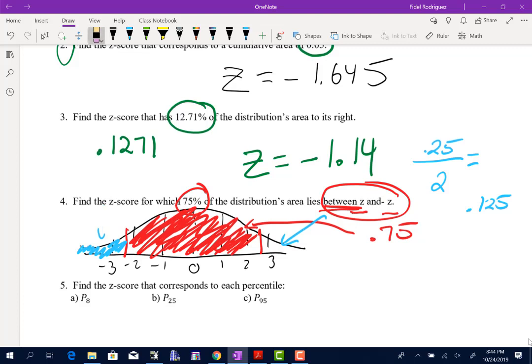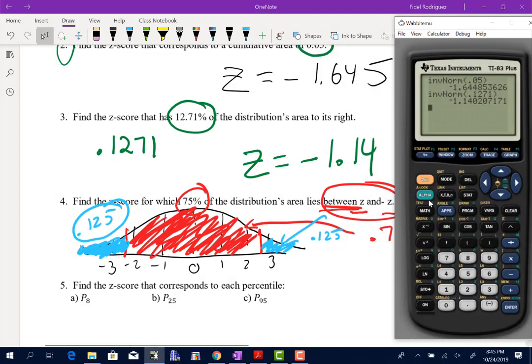So we know that this here is going to be 0.125. And wouldn't this area here also be 0.125? Okay. So what I'm going to do now is figure out, could I find a z-score that tells me that the area to the left here in this blue piece is going to be 0.125? Yeah, we can. We can go use our calculator, and we're going to come back here and go inverse norm.